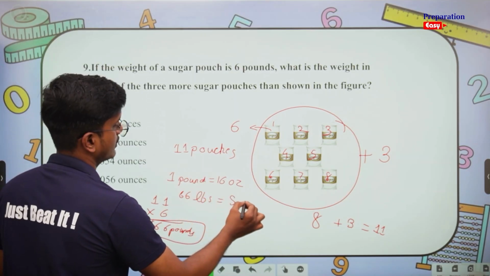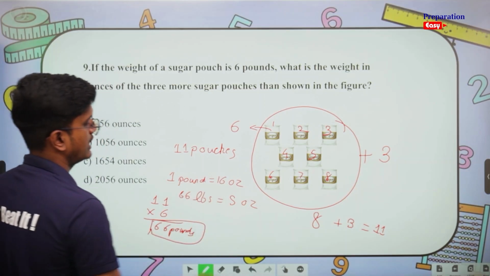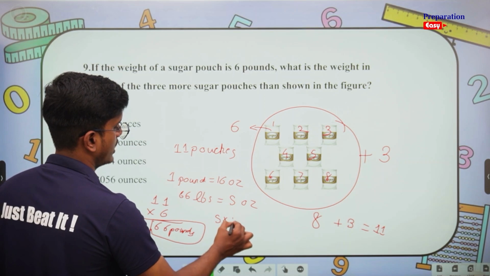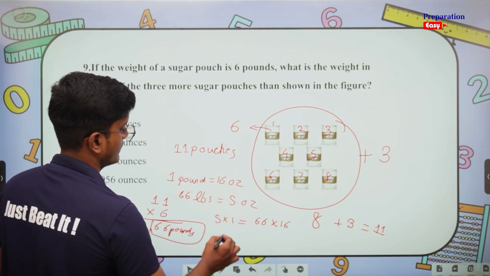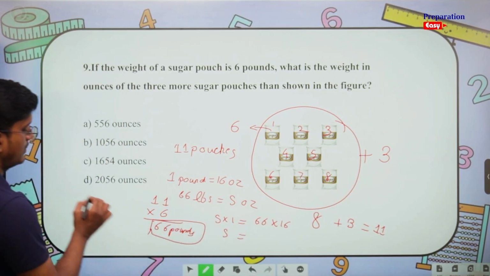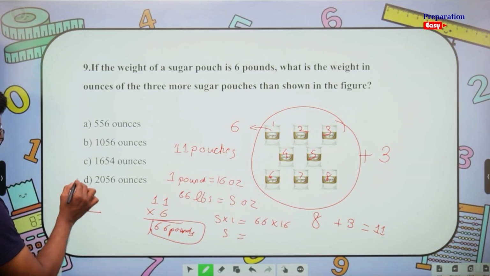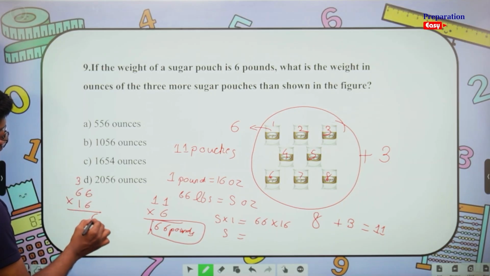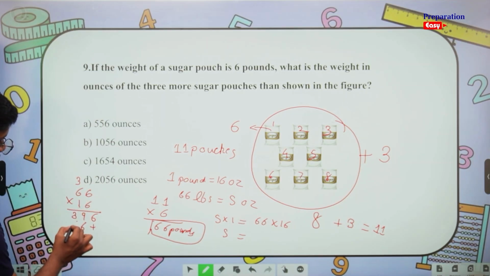How many ounces? Let's do a cross multiplication. So S into 1 equals 66 into 16. Let's multiply this, 66 into 16. 6 sixes are 36, 3 carry forward, 6 sixes are 36 plus 3, 39. So write it down, 39, plus 1 six is 6, 1 six is 6.